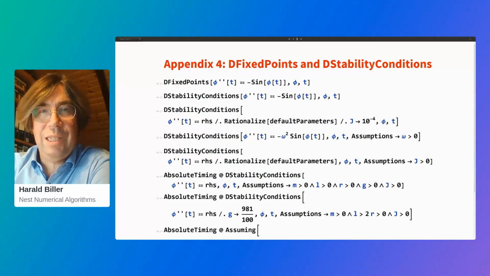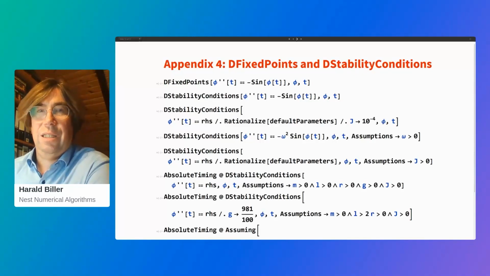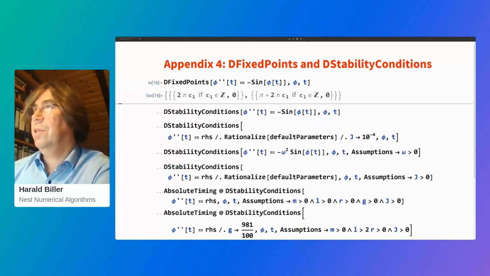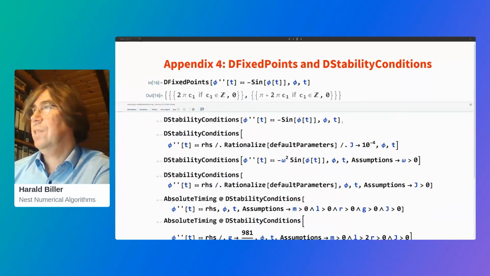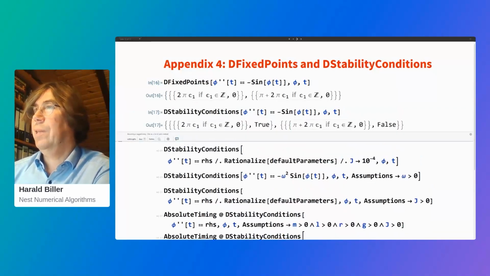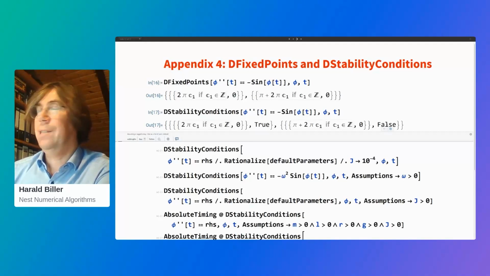DFixedPoints is a function in 14.1, and it does work here. You try it on the toy example first. It gives the fixed points. It also tells you that the one where the pendulum, if you think of this as a pendulum, is hanging down is stable, and the one where the pendulum is pointing upwards is unstable.